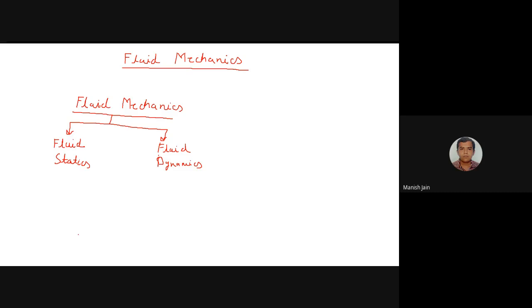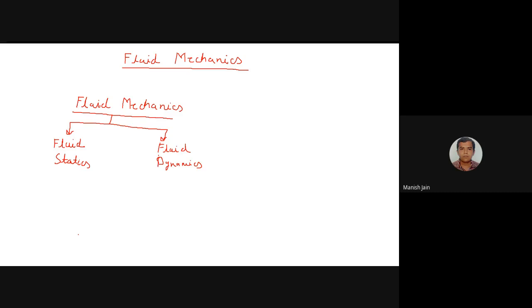The second part is fluid dynamics. In fluid dynamics, you will study the physics of the flowing fluid. And also you will design equipment like pipes, different types of pipe joints, or different types of valves used in the pipelines. And then you will study how much pressure drop occurs inside the pipelines. Based on that pressure drop, you have to design the pumps. So that part will come under fluid dynamics.